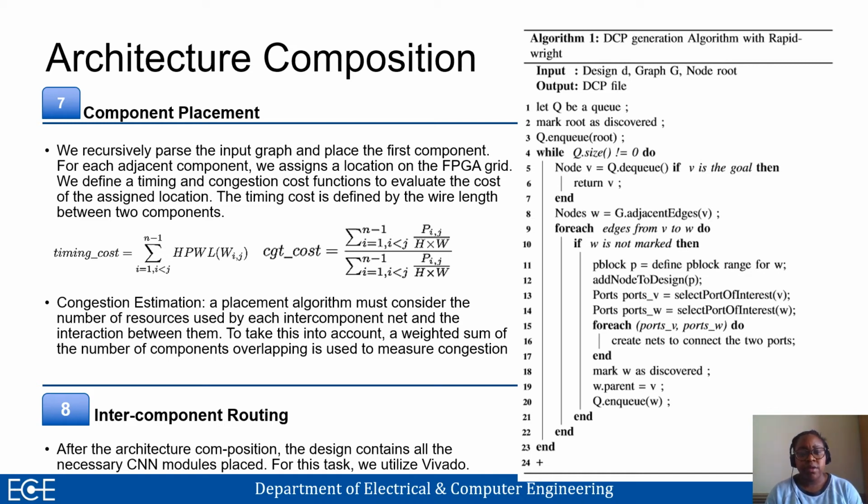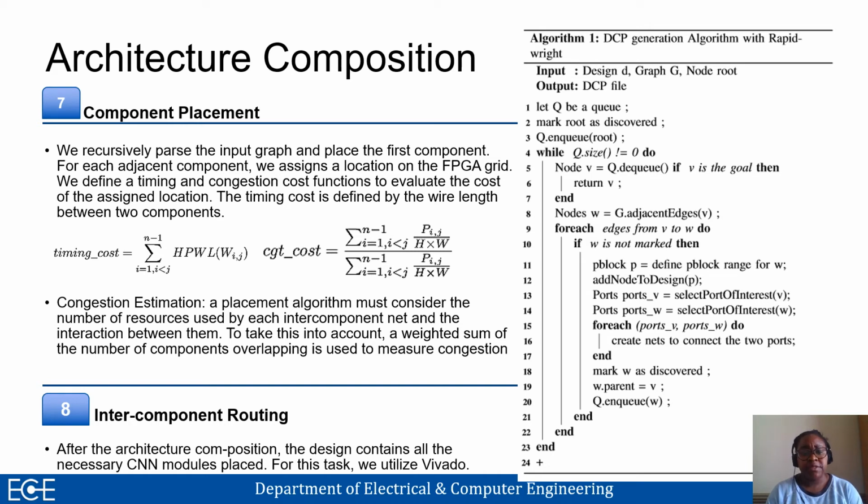We also evaluate a weighted sum of the number of components overlapping in a tile, the conjunction cost. So the smaller the conjunction cost is, the better it is. When we recursively pass the input card, we place the first component. Then, before placing the second component, we compute the timing cost and the congestion cost. If those two values are smaller than the specified threshold, then we can place the second component and move to the next one.